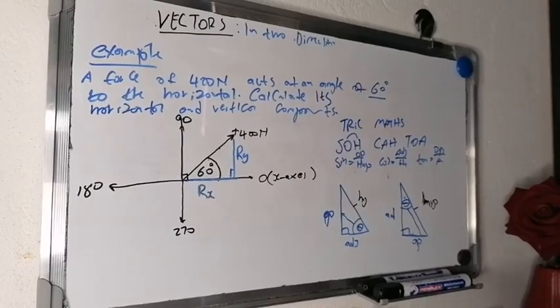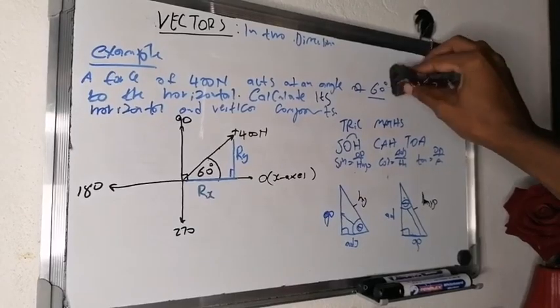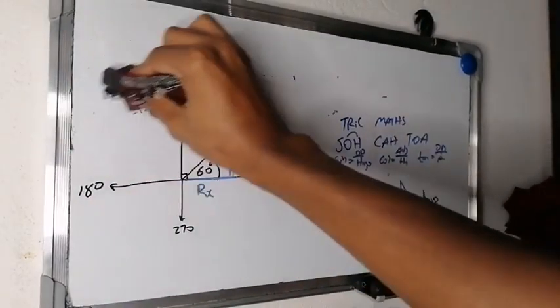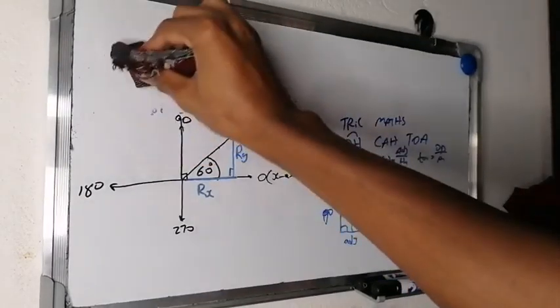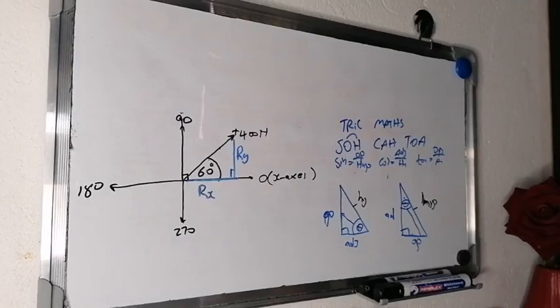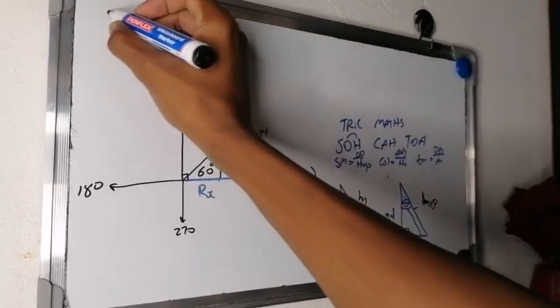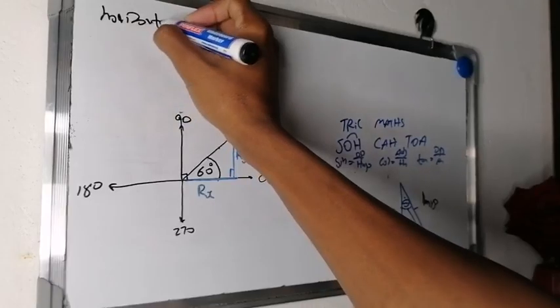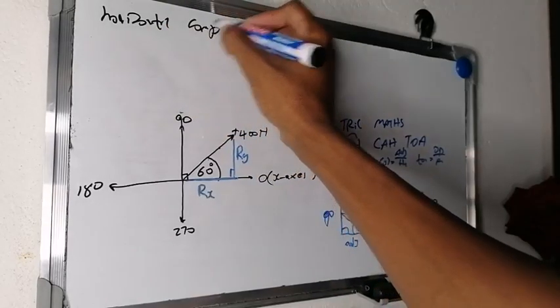Now, we need to calculate the horizontal and the vertical component. Let's find out how we're going to do that. I want you to pay close attention. We're going to need this to do our problem, even your future problems. Let's start with the horizontal component.